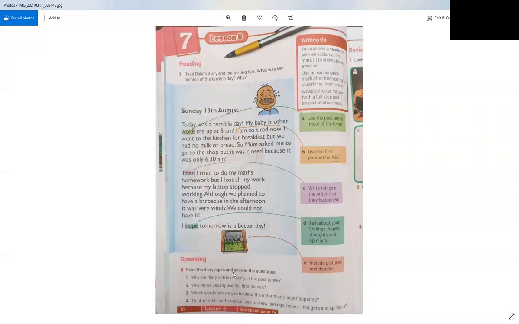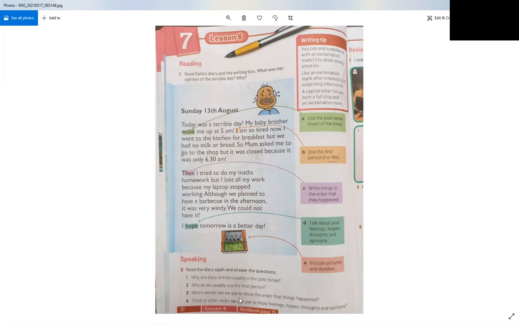Now let's explain these questions. Of course, when we write our diary, we use the past simple tense because we tell others about our past things, something that happened yesterday or last week or in the past. And we always use the first person I or we. When we talk about ourselves, we use I or we.